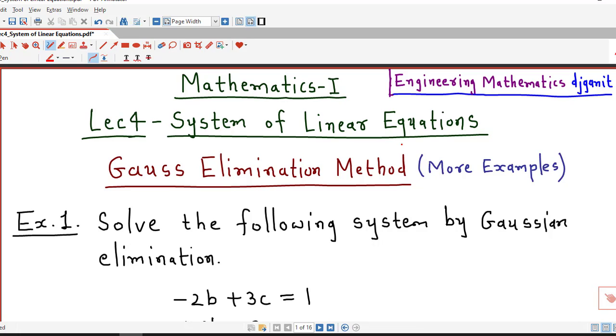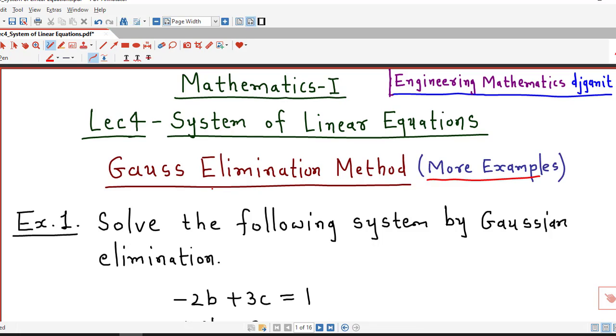In this lecture, we are going to discuss some more examples on Gauss elimination method. In previous two lectures, we have discussed Gauss elimination method for solving system of linear equations, and we have discussed how to write down the infinite number of solutions if they exist.